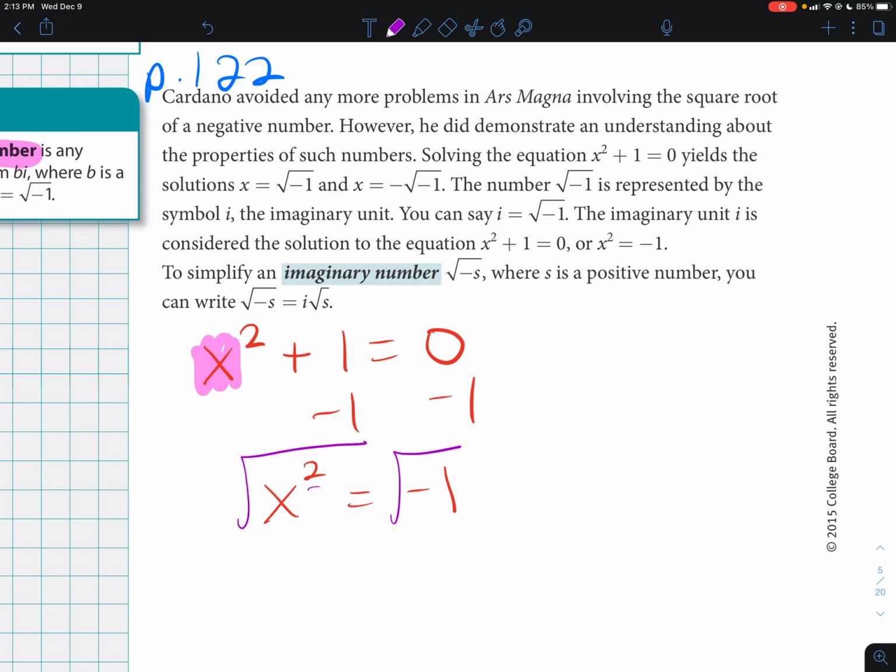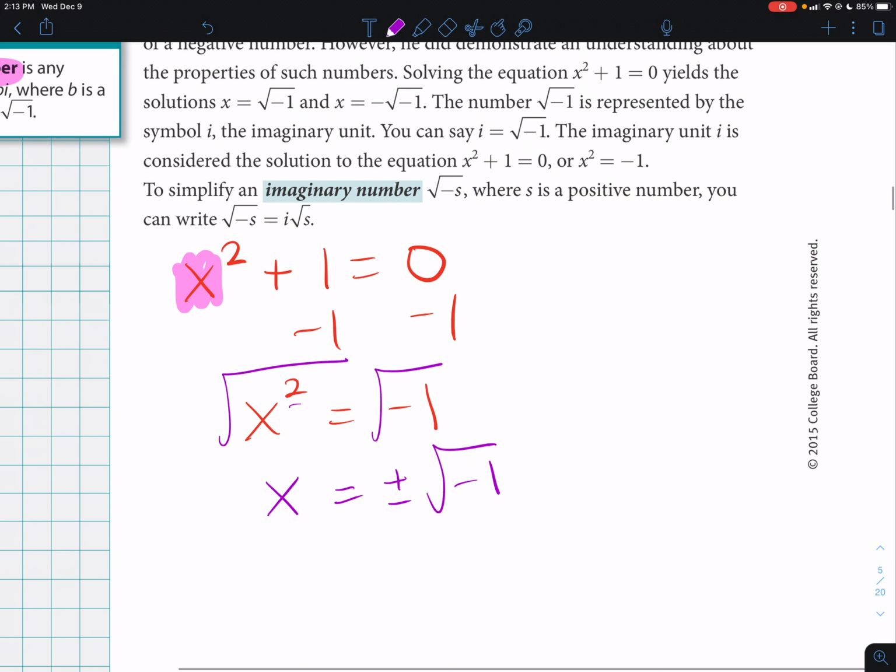Square rooting is the opposite of squaring something. And we end up with this situation here. We end up with the plus or minus square root of negative 1. And mathematicians were really confused by this. How is it possible to take the square root of a negative number?